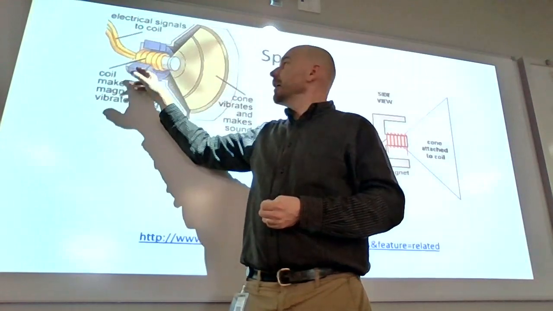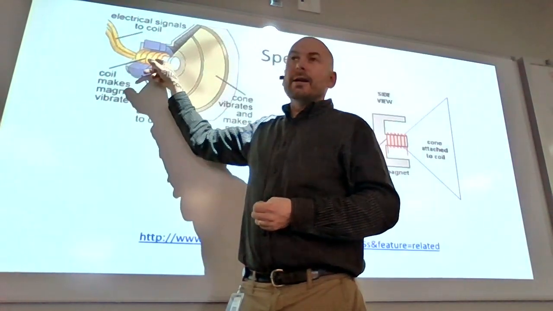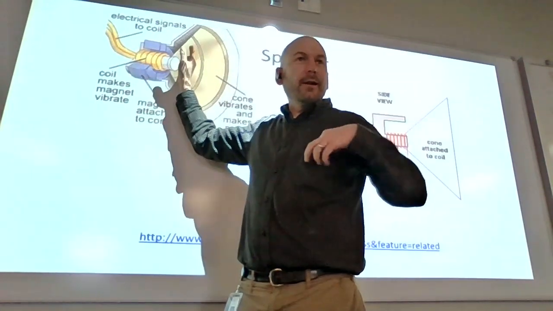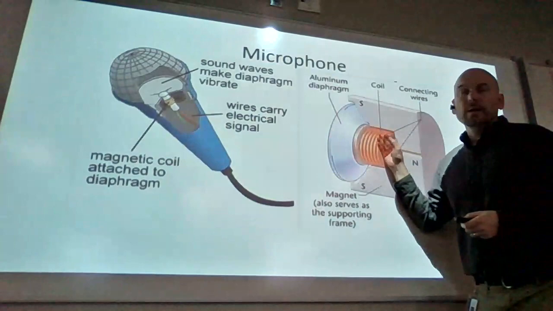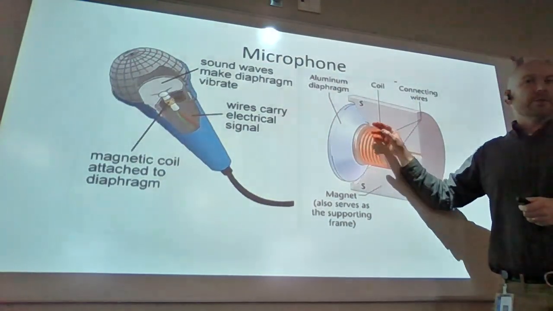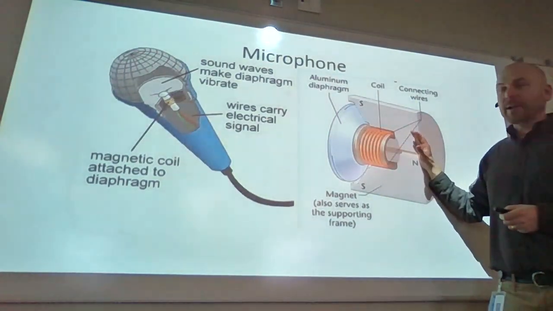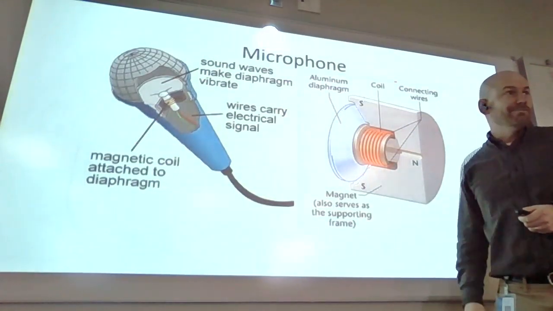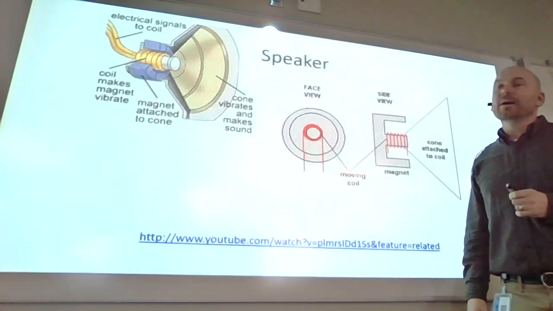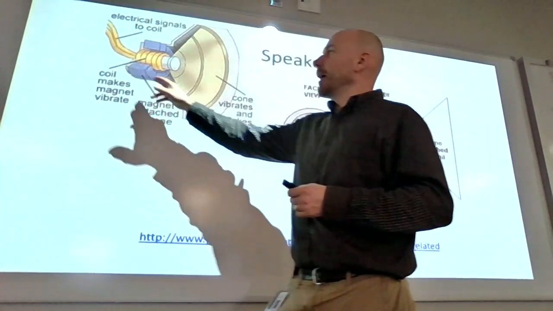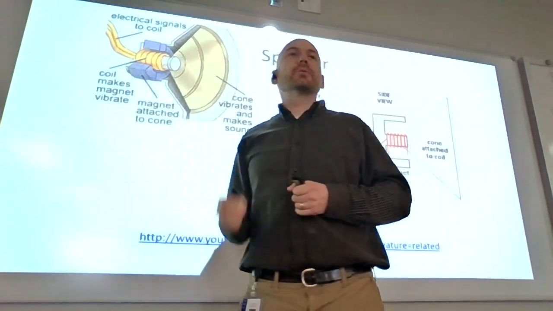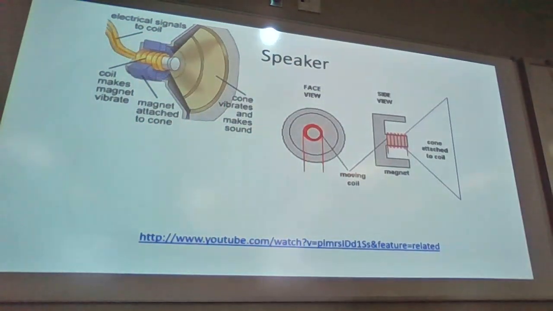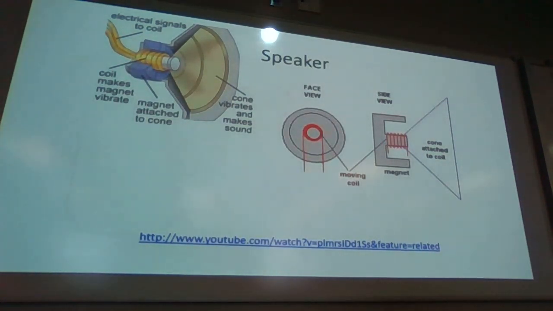Okay? A speaker has a coil of wire in a magnetic field with a diaphragm. Just like a microphone has a coil of wire in a magnetic field on a diaphragm. Same pieces, opposite function, because here I have current going into here in a magnetic field. What happens when current is in a wire in a magnetic field? Experiences a force.